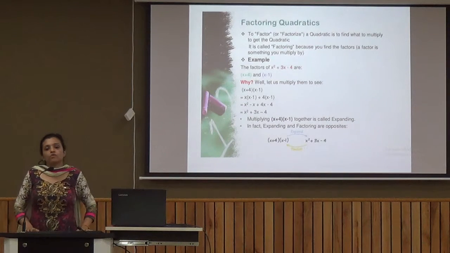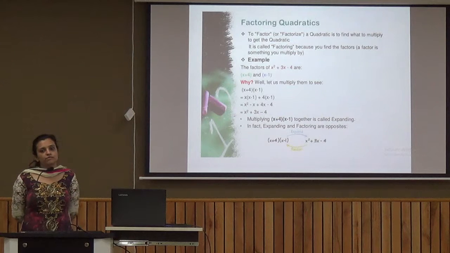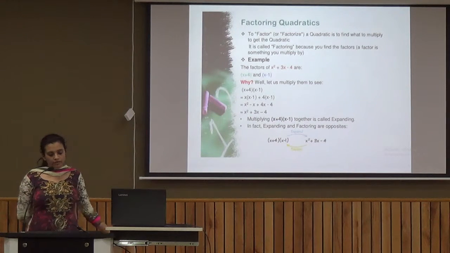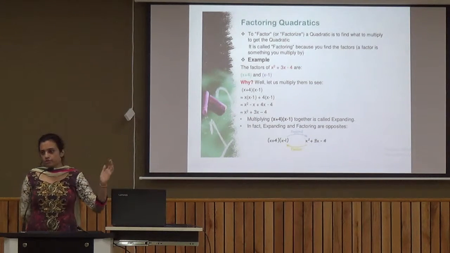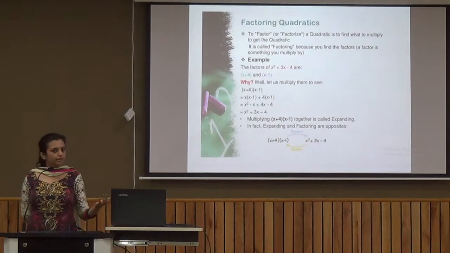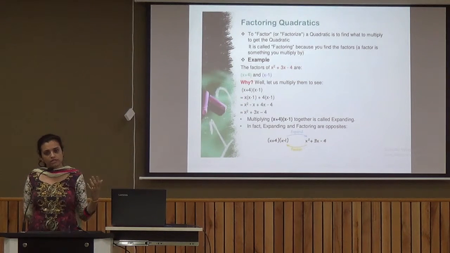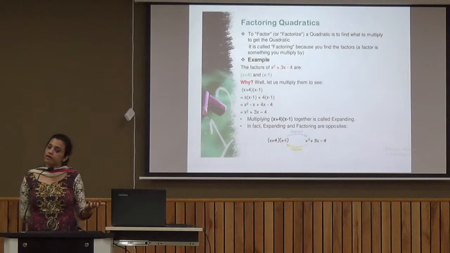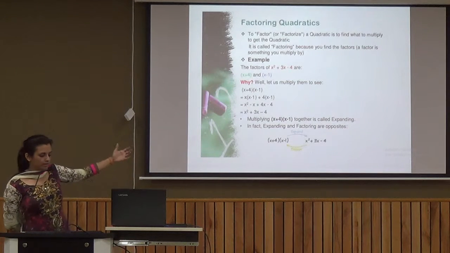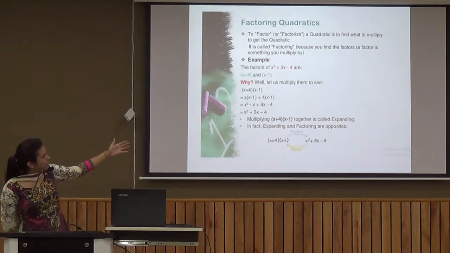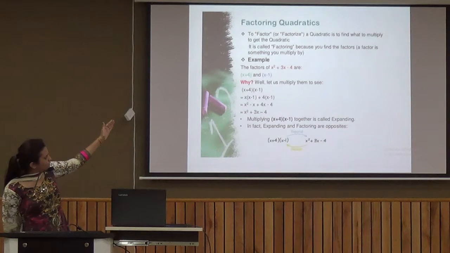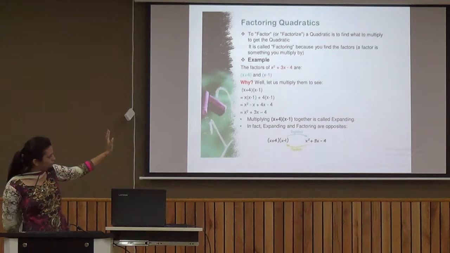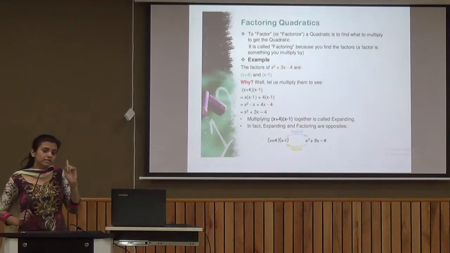Now, factoring quadratics. Factoring quadratics would mean trying to factorize. If there are two terms, we simply use any square thing or common or anything, but when there are three terms, you can use the splitting the middle term method. Look at the example. The factors of x square plus 3x minus 4 are x plus 4 and x minus 1. This is splitting the middle term.